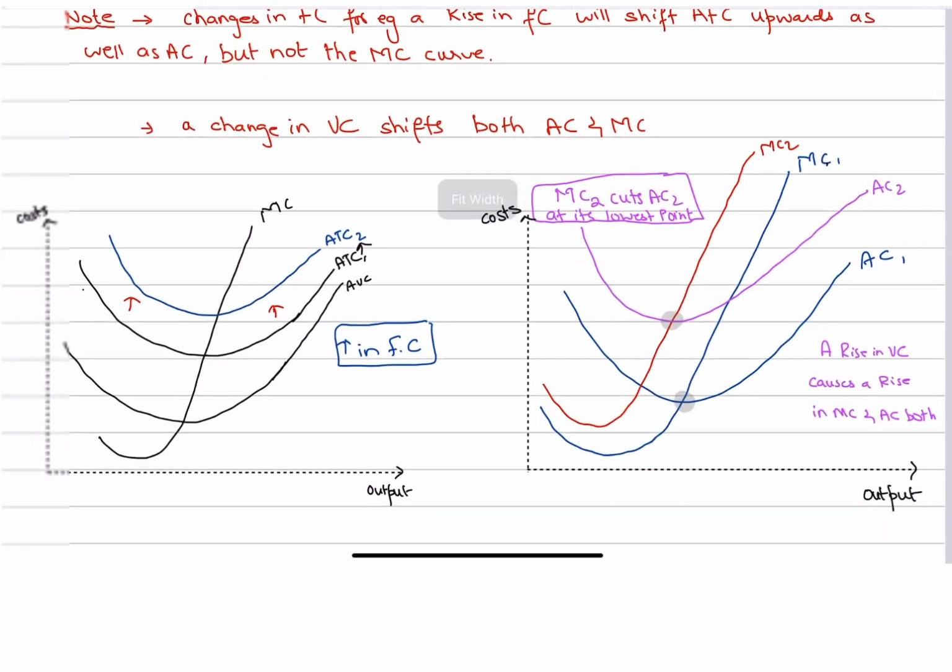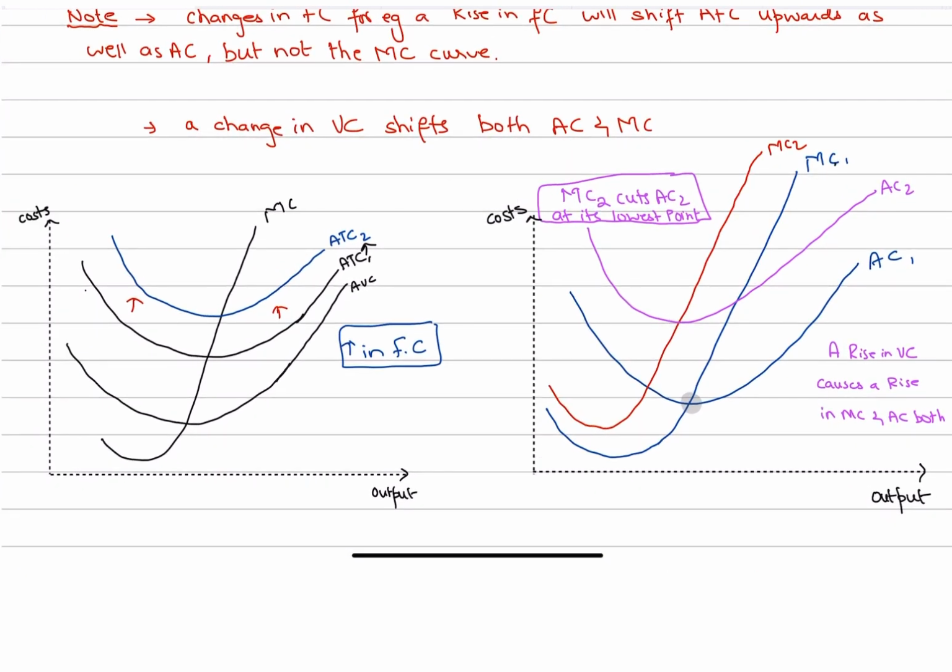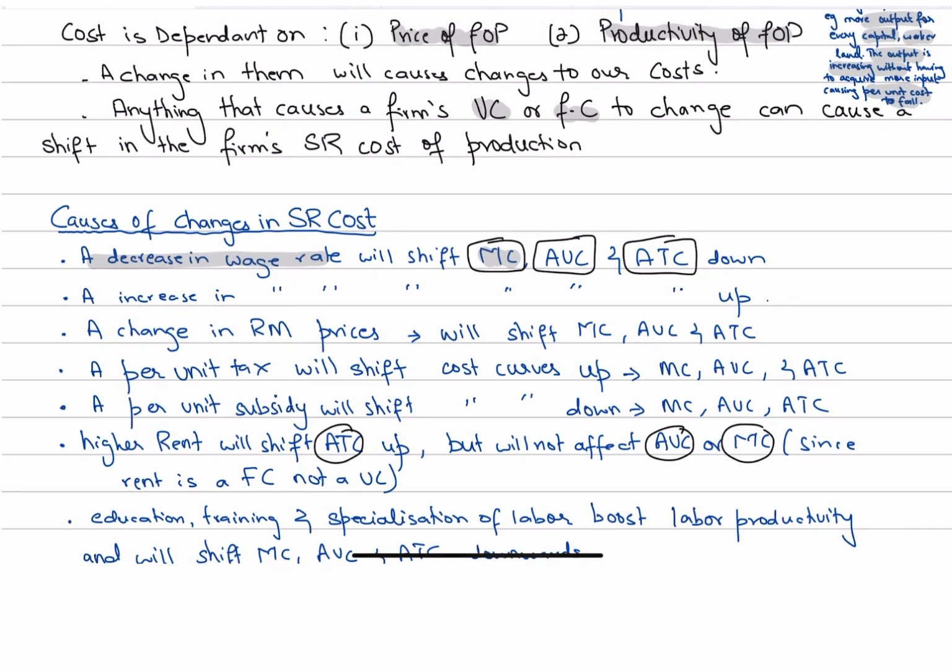So that's it, a bit of basics. You need to know how short-run cost curves would be impacted when the price of a factor of production, or the productivity of a factor of production, goes up or down, and how we would graphically draw this.